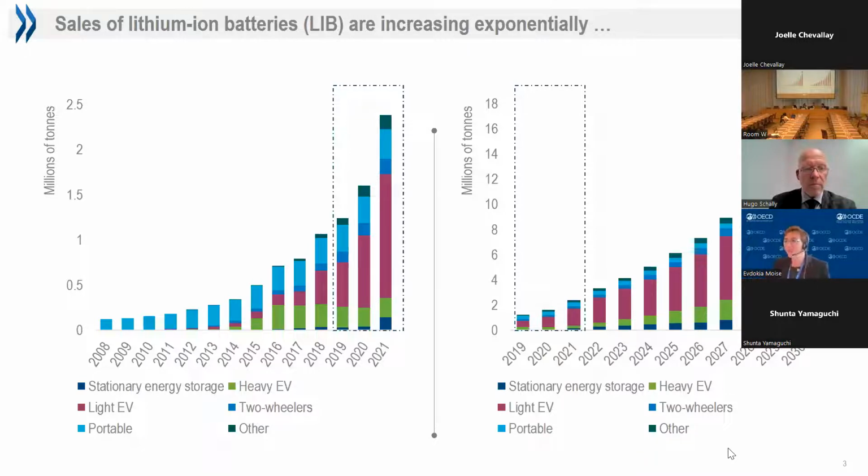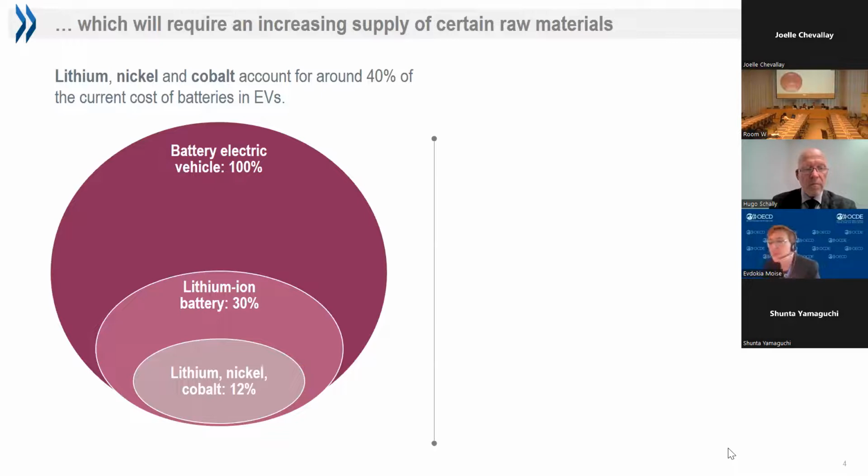So with this increase in the production, we will have quite increased requirements in the supply of certain raw materials. For instance, lithium, nickel, and cobalt are materials that account for around 40% of the current cost of batteries in electric vehicles. So if we have 100% for the battery itself, the lithium-ion part is 30%, and the materials that are used to build it account for 12% of the whole vehicle cost.